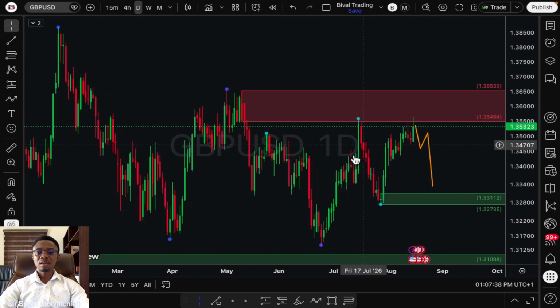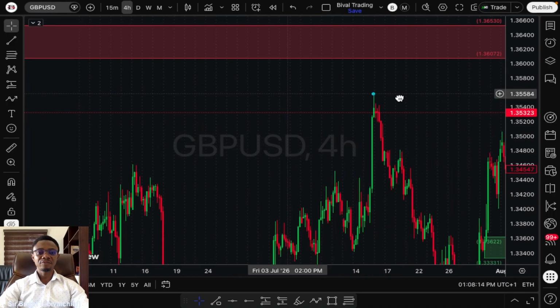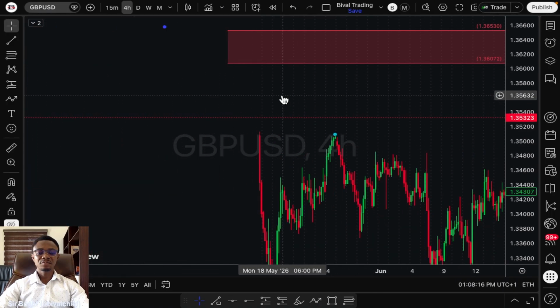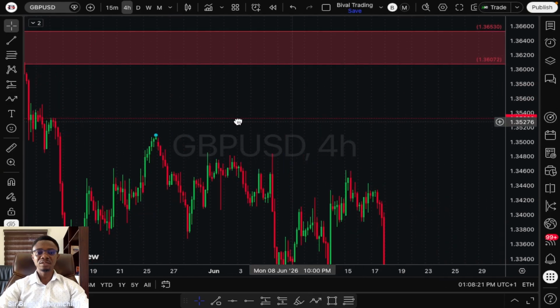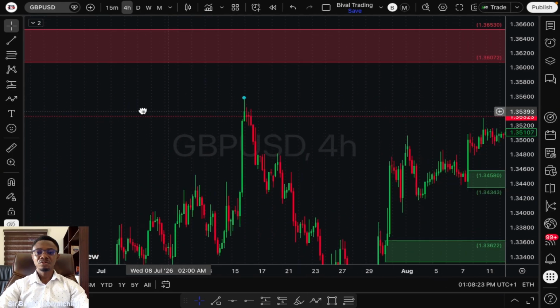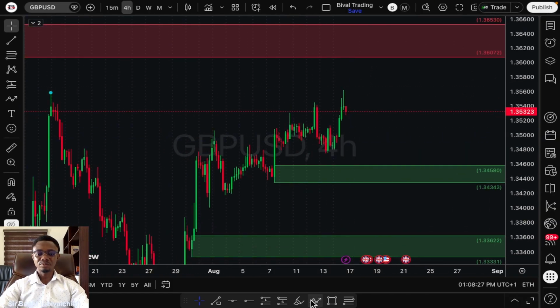Aside from that, I will drop down to the lower time frame like 4 hours. You have this supply zone up here on the 4 hours time frame. You can see it here. This is a fresh 4 hours supply zone that is yet to be mitigated. So in the coming week, price may continue to that supply zone before any pullback or reversal.